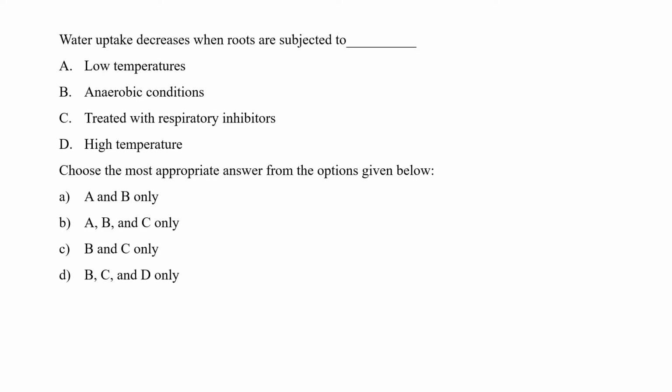The next question is, water uptake decreases when roots are subjected to A. Low temperature, B. Anaerobic conditions, C. Treated with respiratory inhibitors, and D. High temperature. Choose the most appropriate answer from the options given below. Among roots, water channel activity has been shown to exist, which may be inhibited by heavy metals, hypoxia, nutrient deficiency, low temperature, and high salinity. So the correct answer is option number B, statement A, B, and C only.